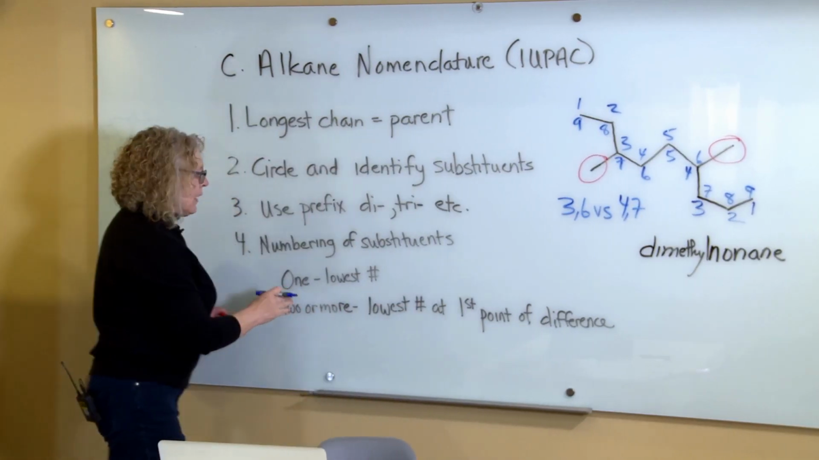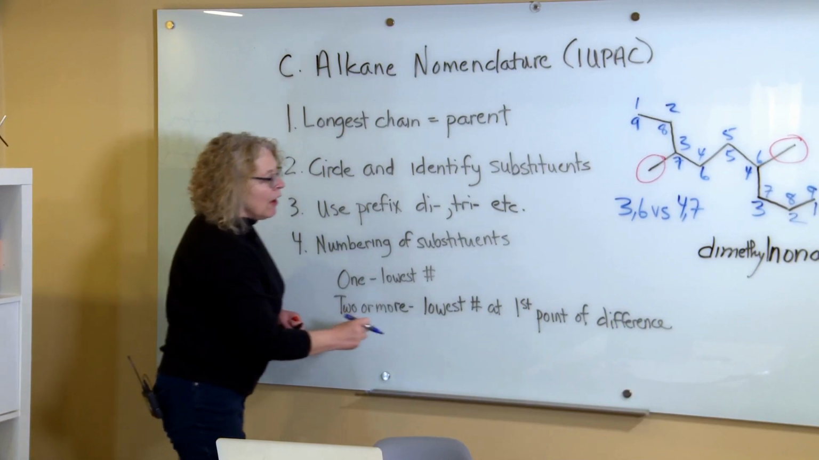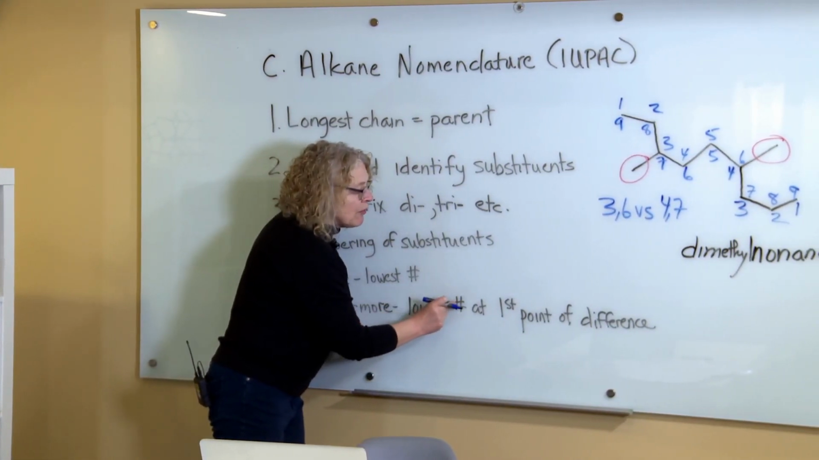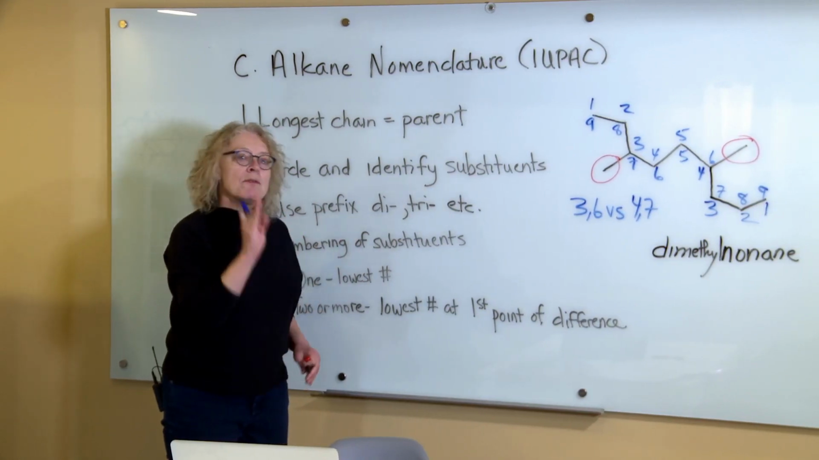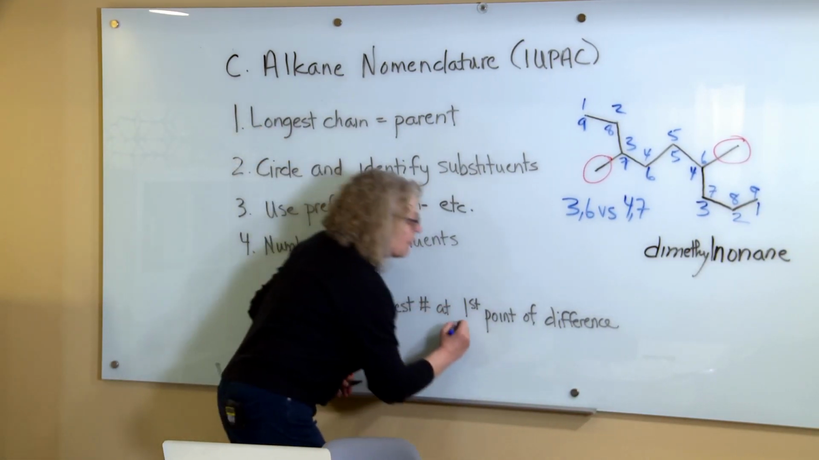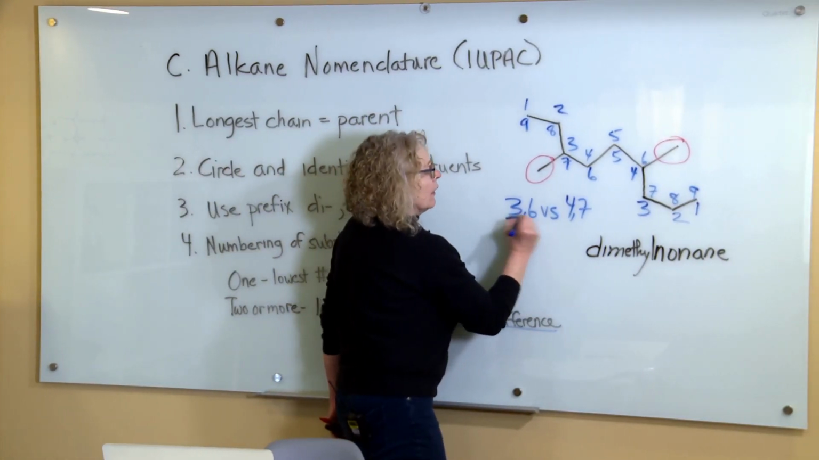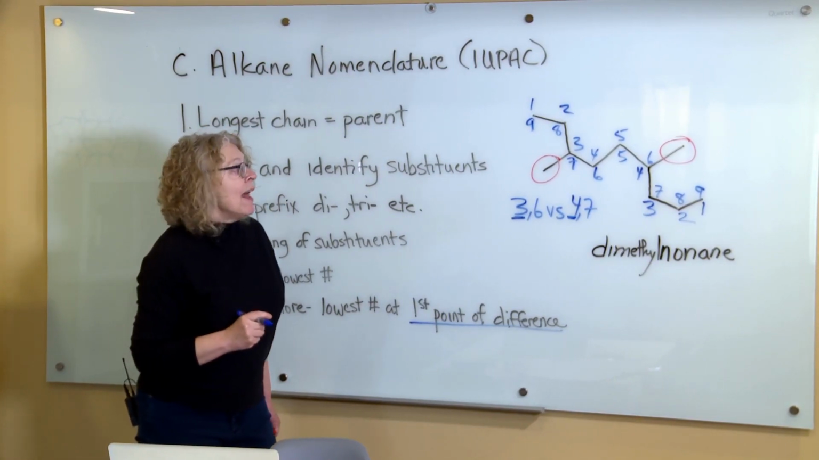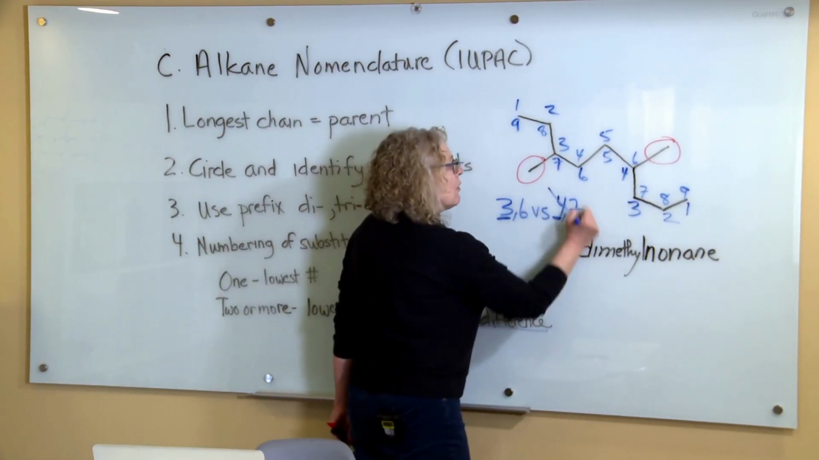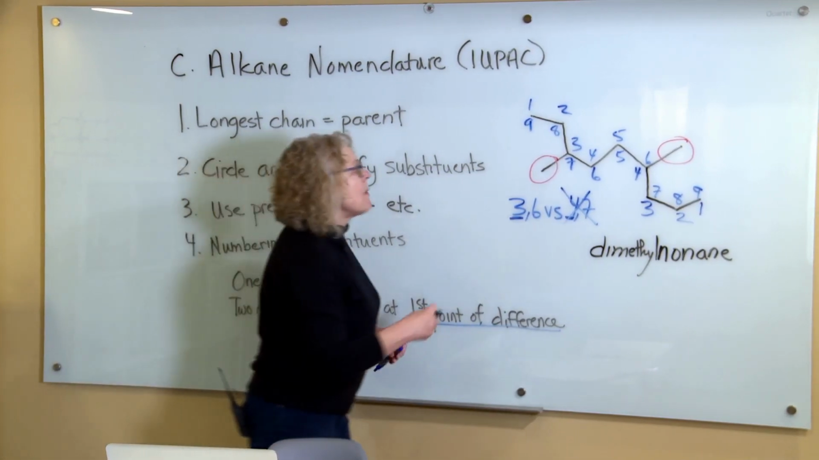So what we do is we then have to invoke these rules. We have two substituents. So we look at the lowest number at the first point of difference. Look at both numbering schemes and find the first number where they differ. So it's called the first point of difference. 3 beats 4. So right at the first number, there's a difference. That means that 3,6 beats 4,7, and this is a 3,6 dimethyl nonane.